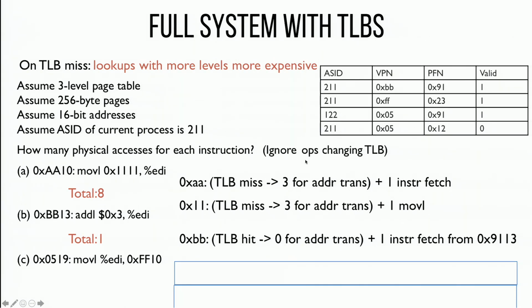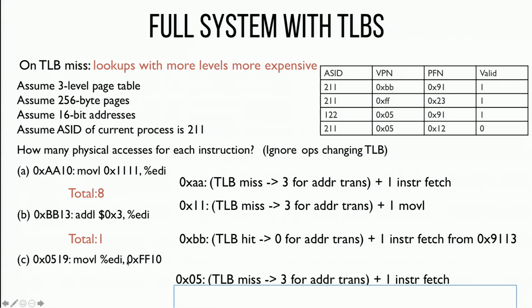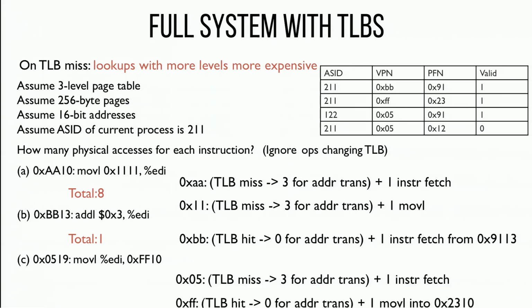This is a TLB miss. We have to do the page walk involving 3 memory accesses, and then we're able to fetch the instruction that we wanted. Now we do this move instruction. That's a store into FF10. Is FF in the TLB? It is. It's valid. So we know that we're going to be doing a move into physical address. Is this right? 05 is 91. Yep. And then I'm suspicious. Sorry. FF. Great, great, great.